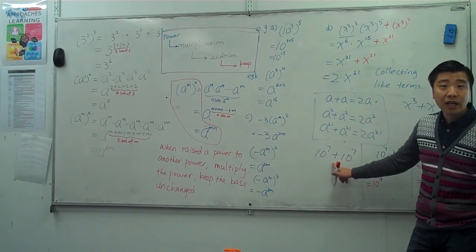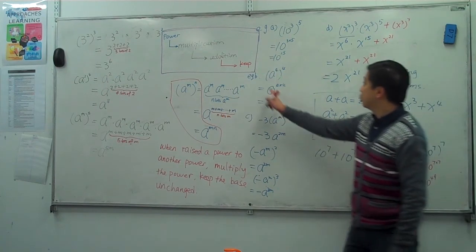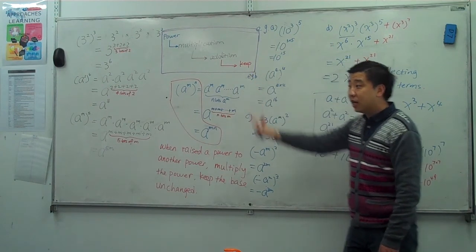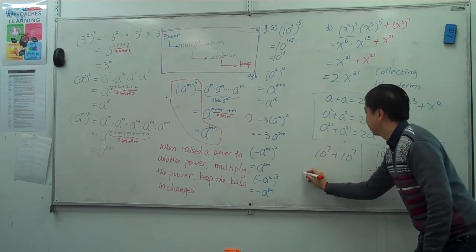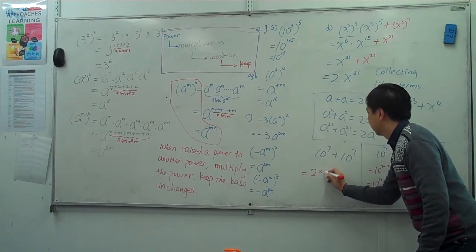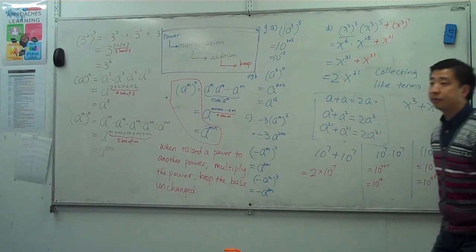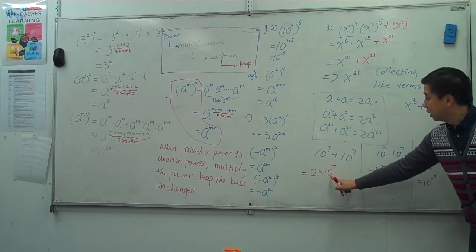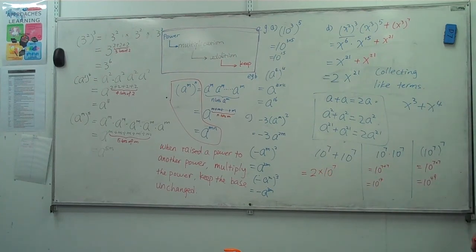What calculation is this one? Addition. What do you do for the power? You keep the sign and then you... There's different questions. Okay. So the answer is 2 times 10 to the power of 7.